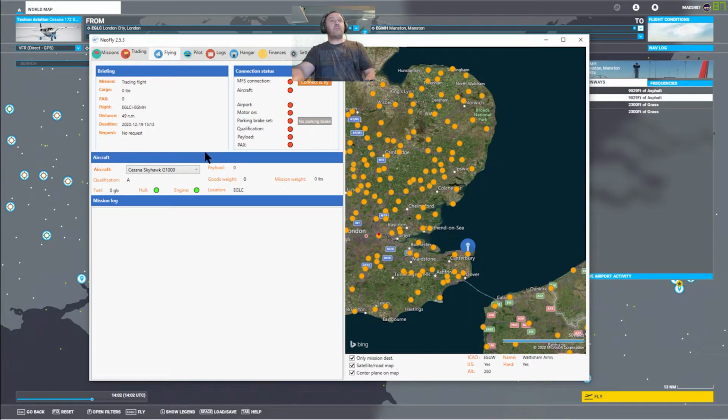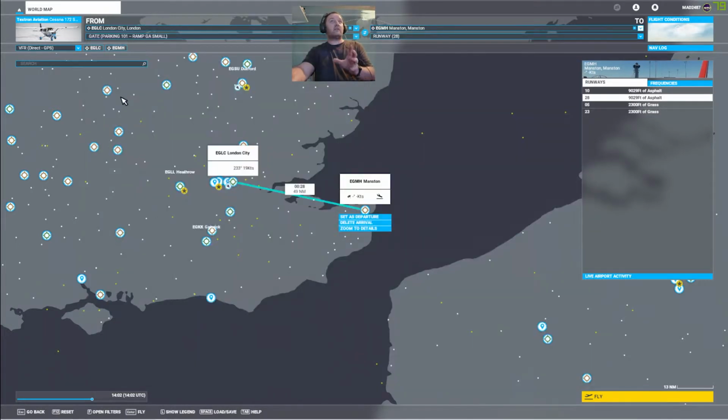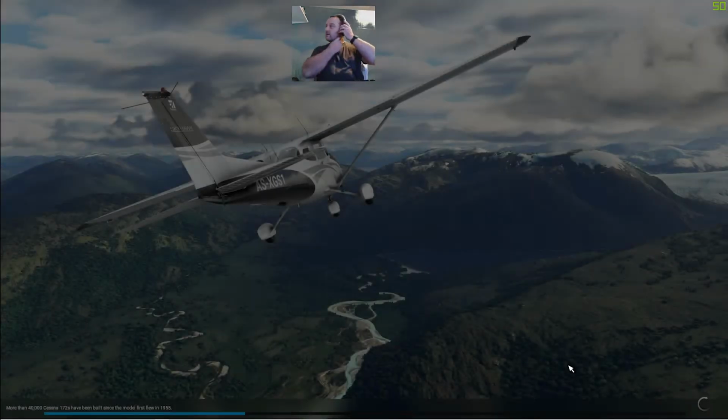So other than that, generally it's all the same. I've got it all set up in here. I go back into Microsoft Flight Sim. I've got my flight set up. So London City, I'm flying from gate 101, so I'll be cold and not started. When I start up, it will load, and then I'm flying to Manston. So we're doing the normal. Let's click fly.